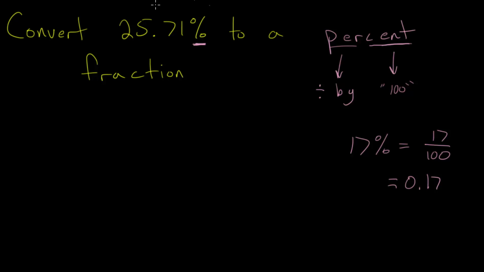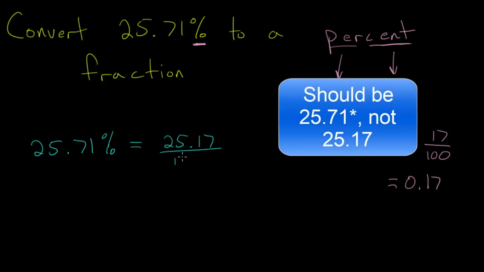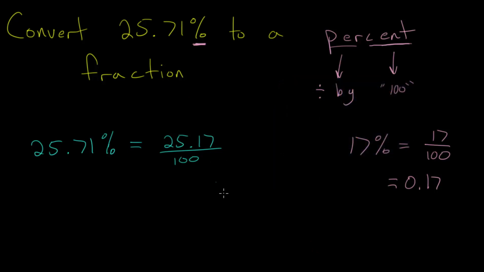So when converting this to a fraction, we basically just need to know what the word percent means. So let's write that out. We have 25.71%, and we know this percent sign just means divide the entire number by 100. So we have 25.17 over 100. Now, technically, in some sense, this is a fraction, but we do want a fraction where we have whole numbers on the top and the bottom.